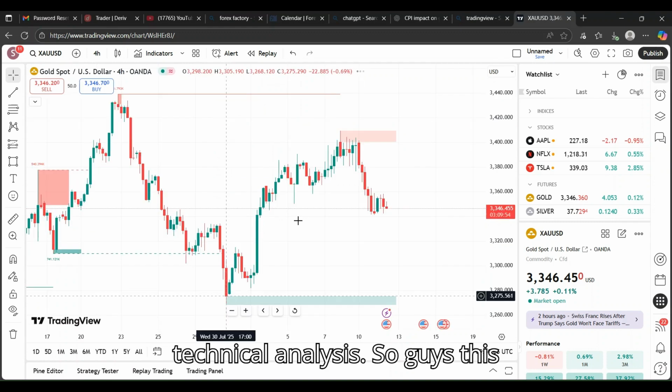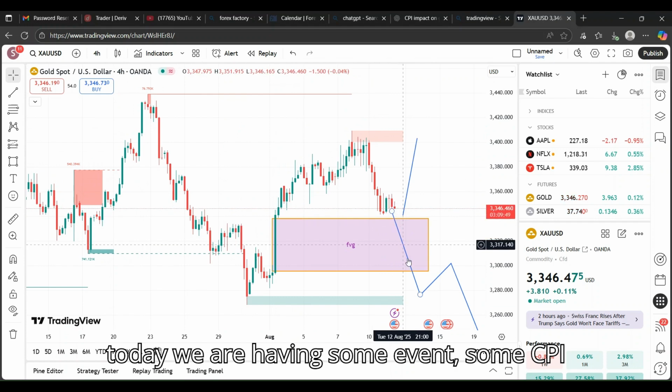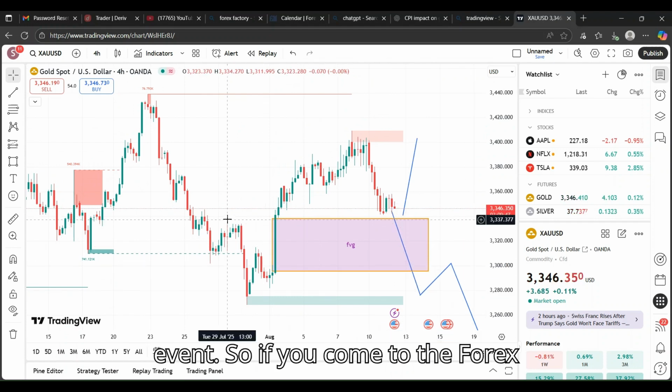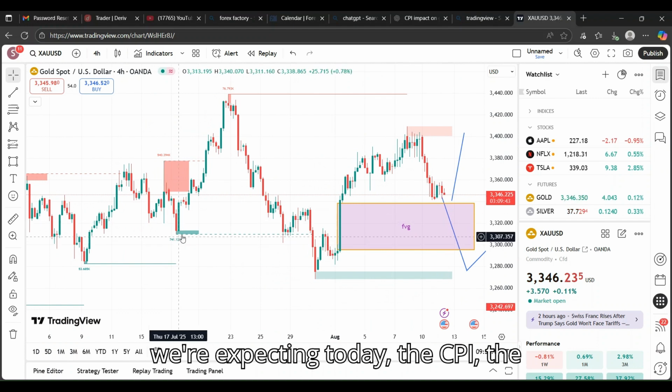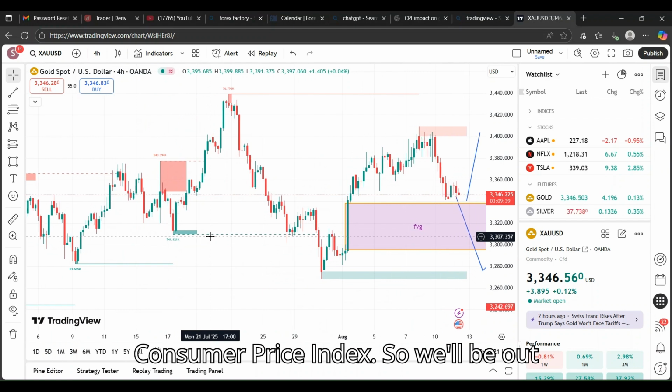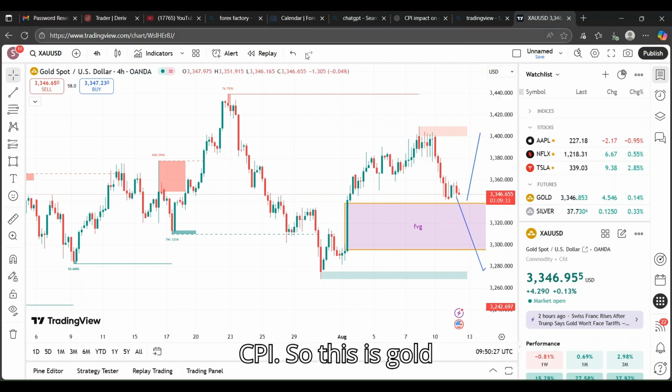So guys, this is what I'm expecting today. As you know, today we are having some CPI event. So if you come to Forex Factory, these are the events we were expecting today. The CPI, the Consumer Price Index, will be out today at 3:30 Kenyan time. So I want to analyze for you how you can trade the CPI.